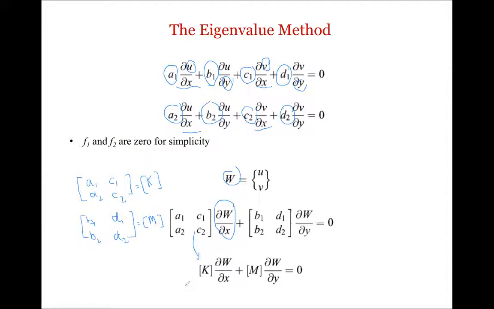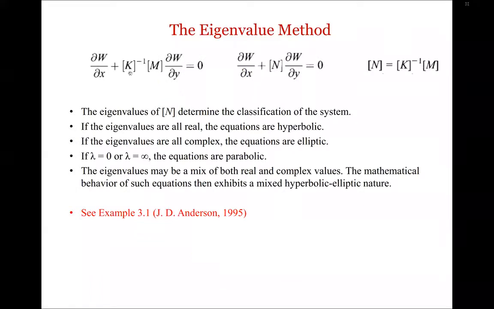So we find that K inverse M equals this one. So K inverse M is the value of N. So replacing the value of N in this equation, this is the whole thing with respect to W, a vector field which changes with respect to u and v. So this is N.